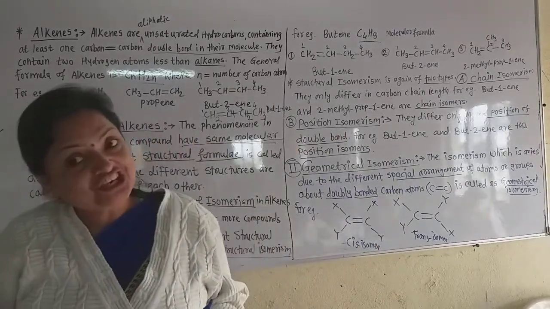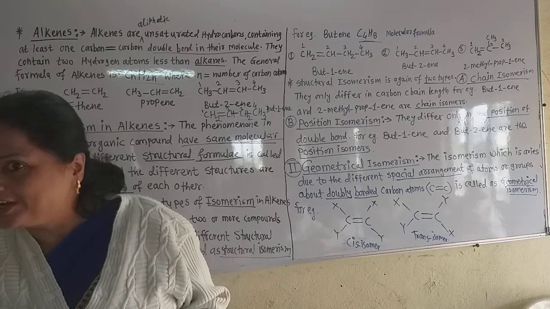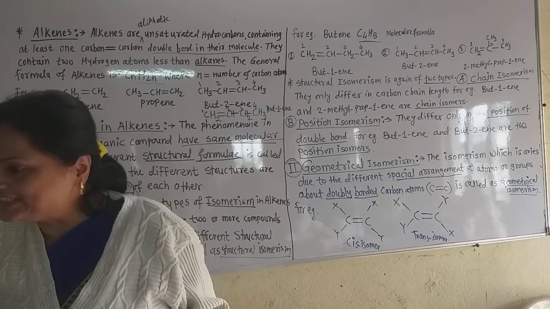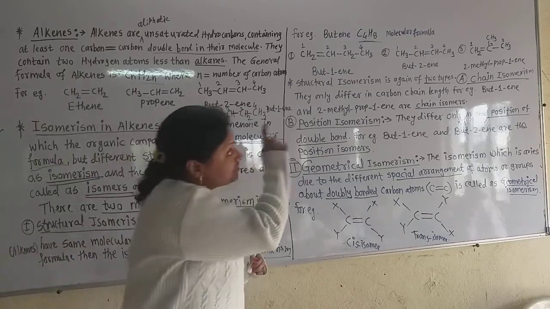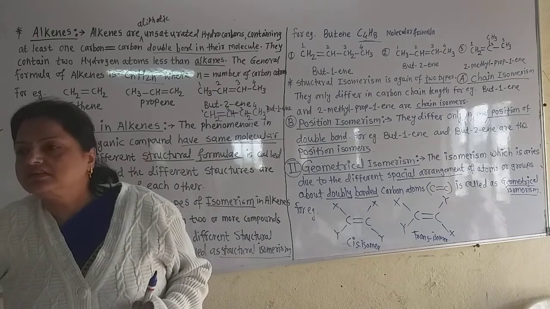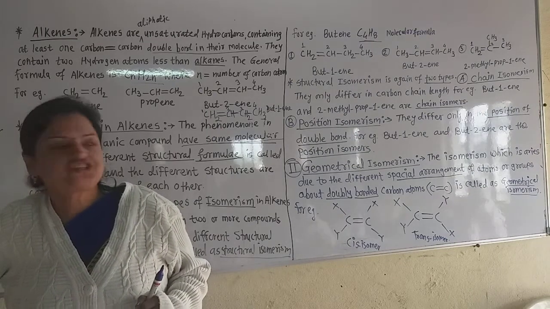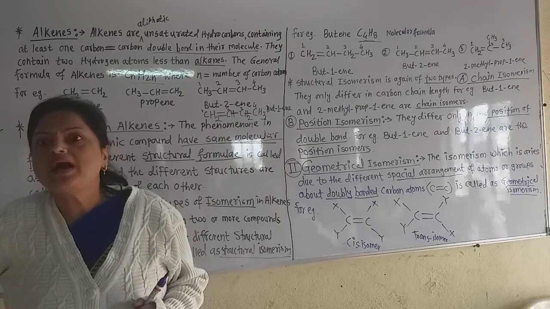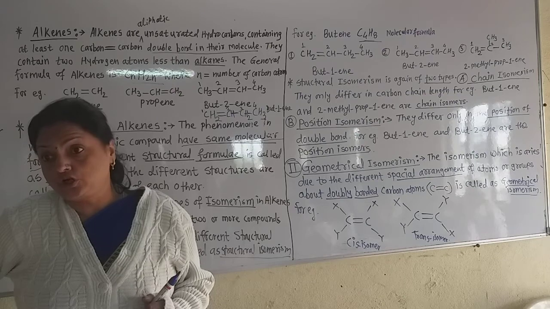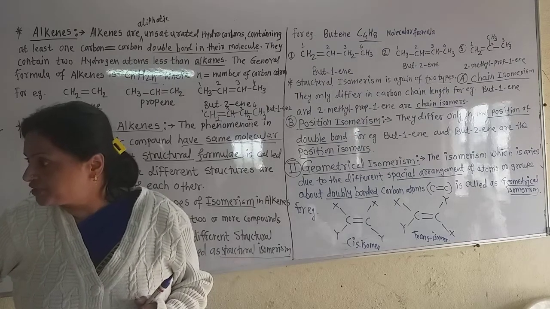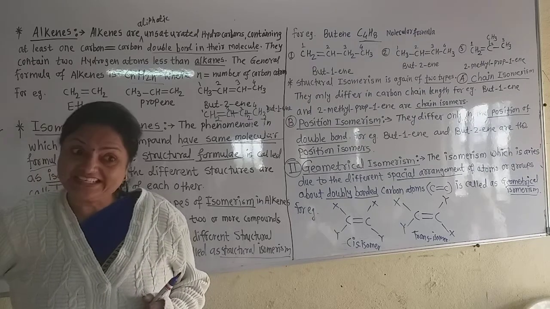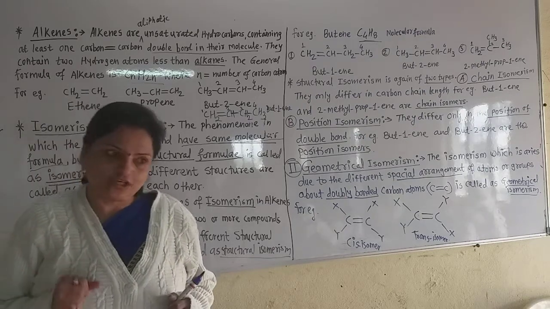Now what is here? All these 3 structures have the same molecular formula, but the structures are different. So this phenomenon is called isomerism, and these 3 different structures are called the isomers of each other. That is very important. Short notes are always asked in the examination. Write a short note on isomerism of alkenes, or isomerism of alkanes is also asked.